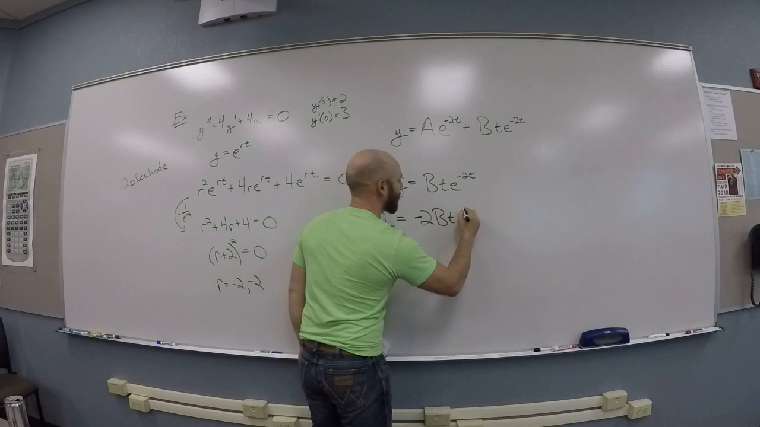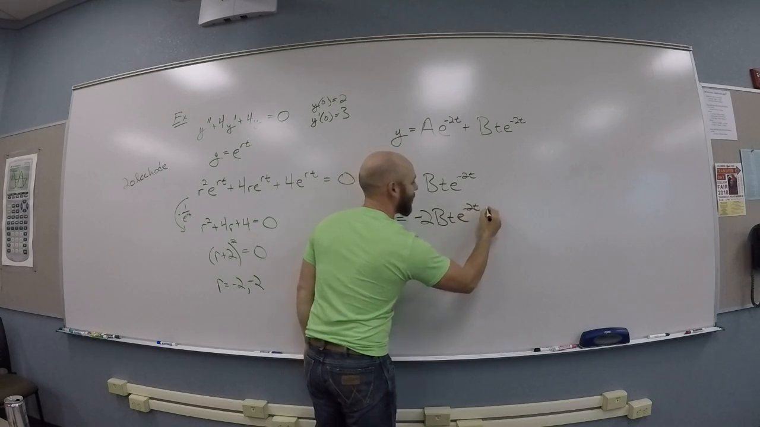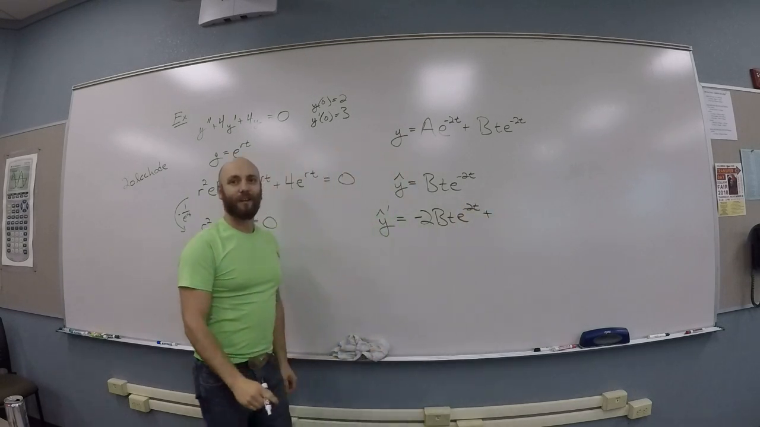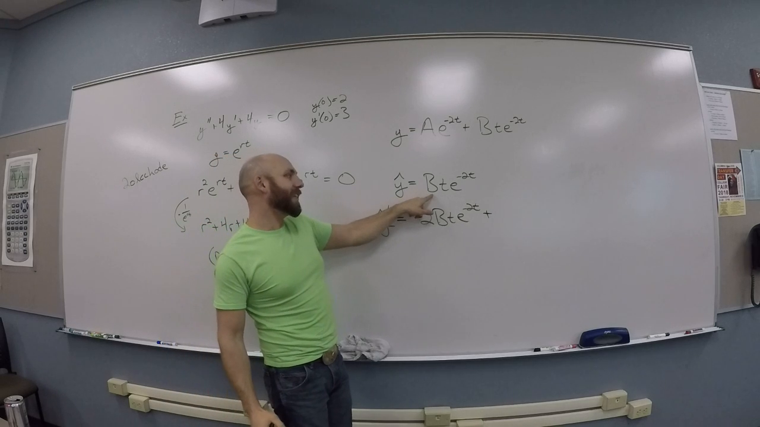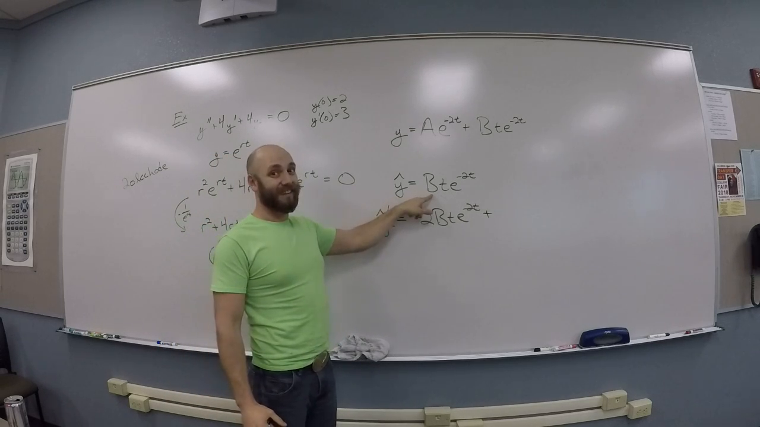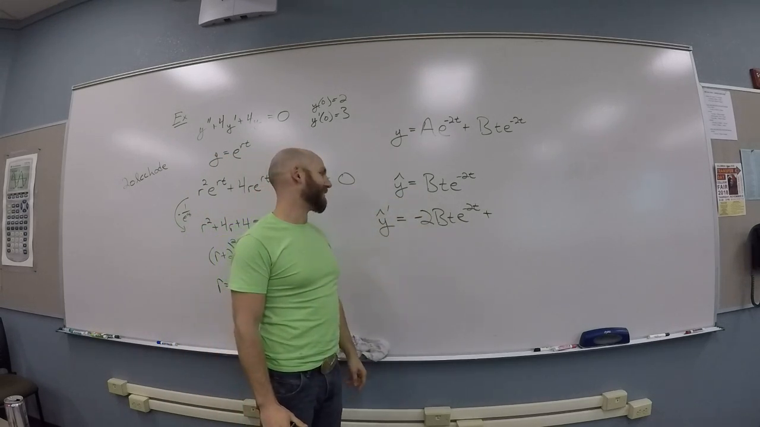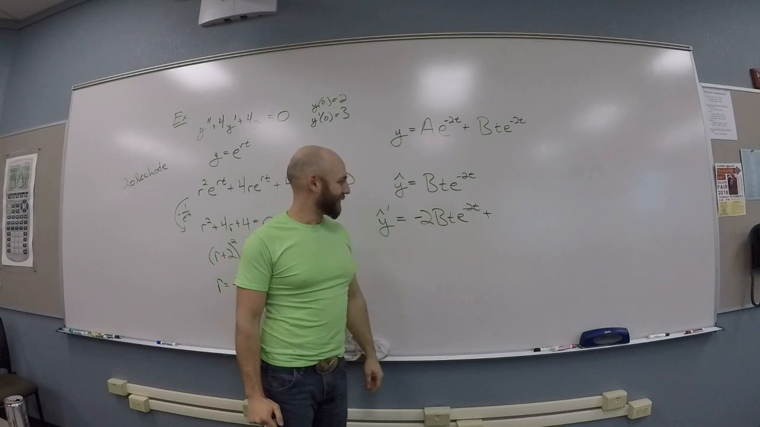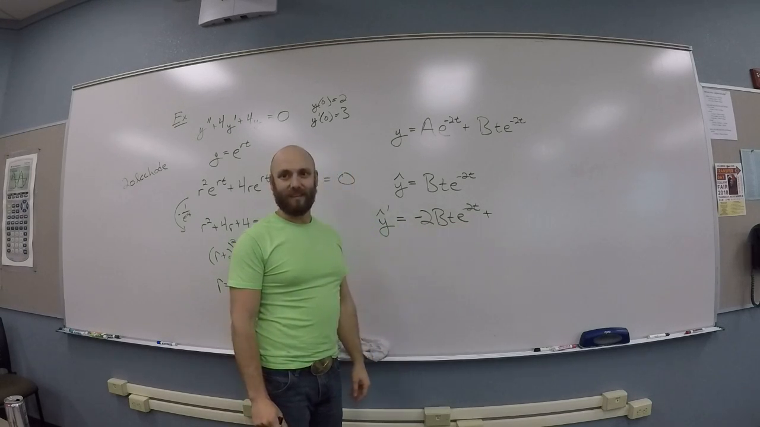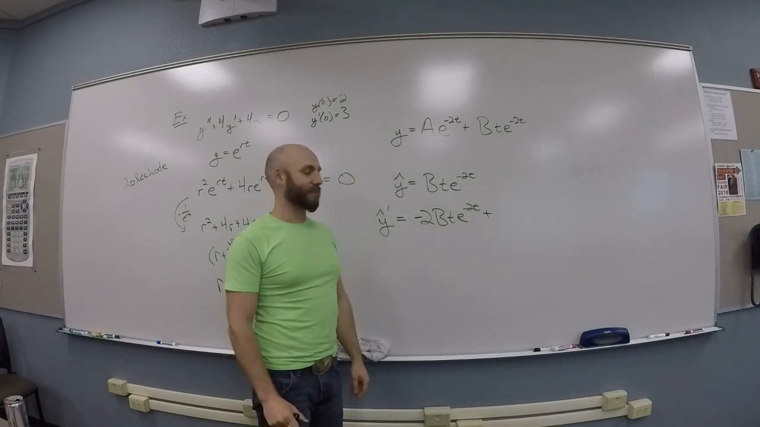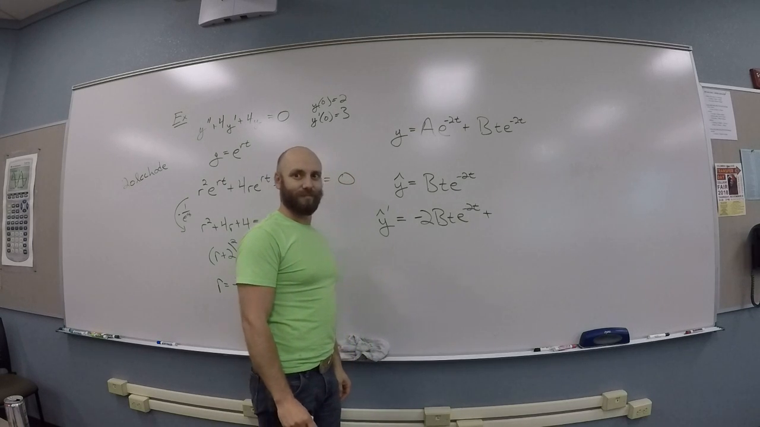-2b, t e to the -2t. You can't absorb the... You should do it. No, because it's a b here, so it's like b prime. What do you get here? The other thing? t, e to the -2t.